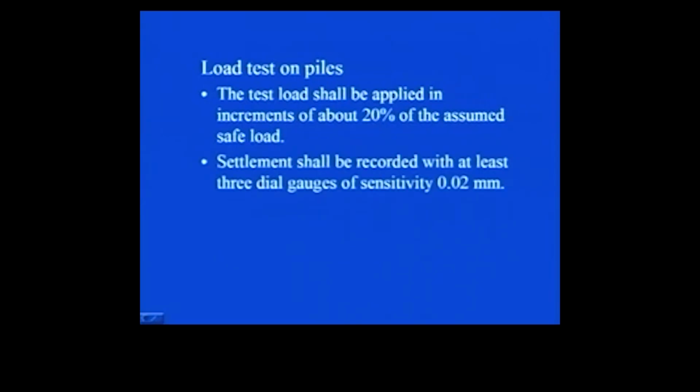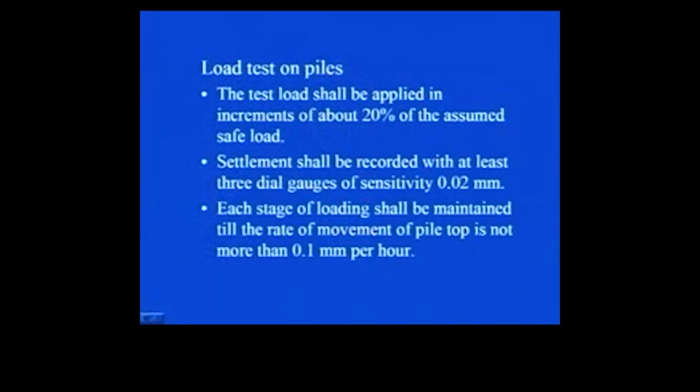Then settlement shall be recorded with at least 3 dial gauges of sensitivity 0.02 mm. You have seen that usually 4 dial gauges should be placed, but a minimum of 3 is required, and you have seen how they are to be mounted on the plate and the pile cap, so that they can directly measure the vertical settlement of the pile cap.